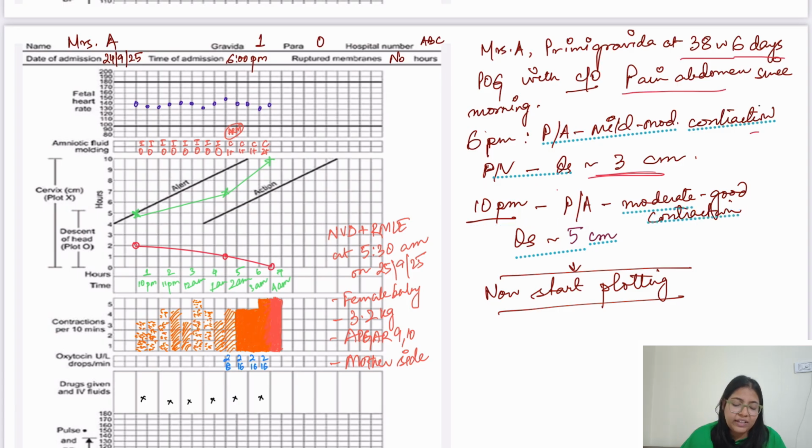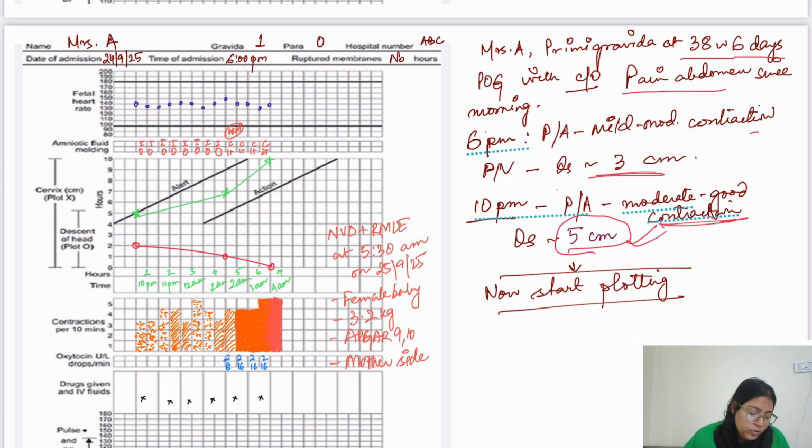So after 4 hours again examination was done, and she was found to have a moderate to good contraction, along with her cervix dilated to 5 centimeter. Now you start plotting in this case. So I told you the first plot will always be on the alert line. So here you can see at 5 centimeter it is plotted on the alert line, and the head is 2/5 palpable, so you plot it here also.